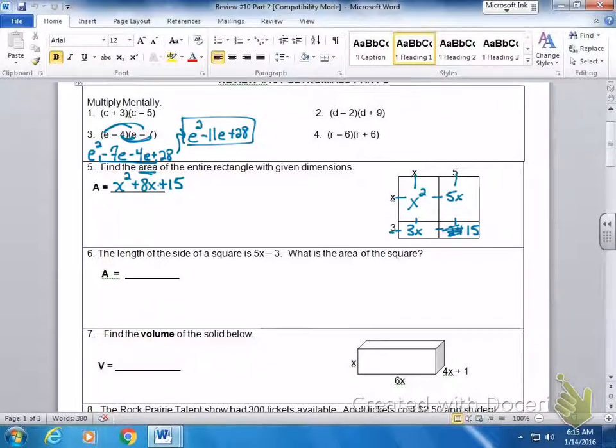All right, now number 6. It says the length of a side of a square is 5x plus 3. What's the area of the square? Well, guys, we're not going to do this whole problem, but if we have a square, all the sides are the same. So if I have 5x plus 3 on one side, it's 5x plus 3 on the other. Multiply your length times your width, okay? And then it turns into what we did in number 3. So let's go on to number 7.